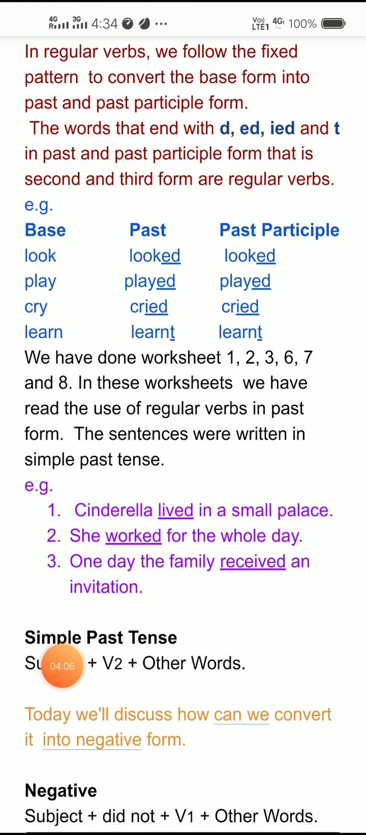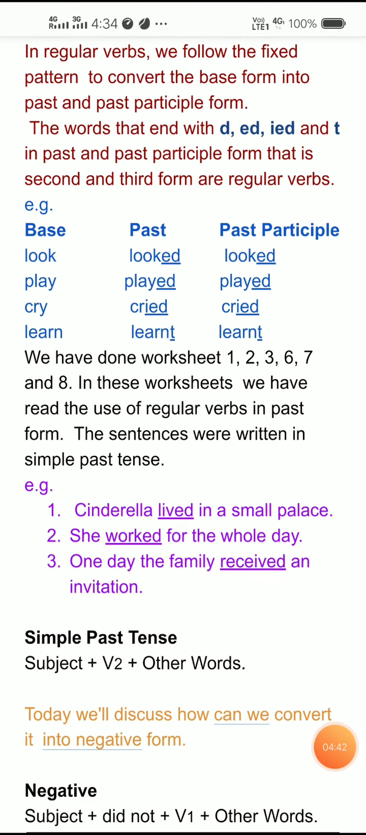So what is the rule of simple past tense? Subject plus V2 plus other words. V2 means verb's second form. See, Cinderella, this is the subject. Lived is V2; in a small palace, these are the other words. She, subject; worked, second form of verb; for the whole day, these are the other words. So these are the sentences in simple past tense.